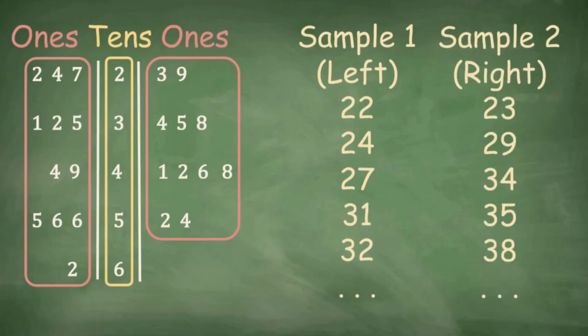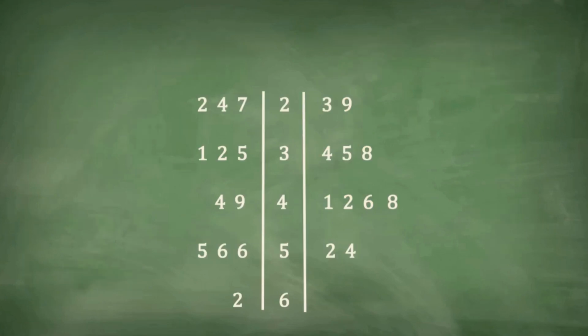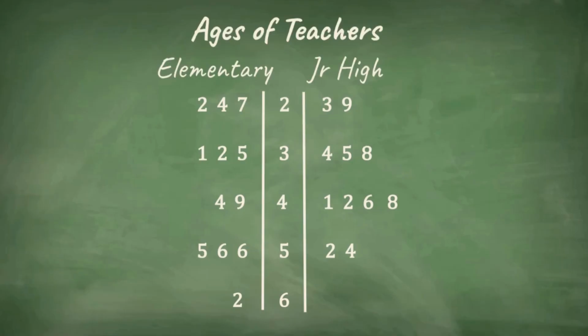In sample 2, we would start with 23, then 29, then go down to the 30s, so 34, 35, 38, onto the 40s, and on to the end. This data display turns out to be a really convenient way to compare two rather small sets of data. These data are actually the ages of teachers at an elementary and junior high school. On the left side, we have the ages of a sample of elementary teachers, and on the right, we have a sample of junior high teachers.